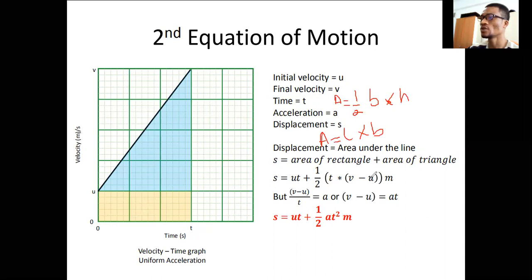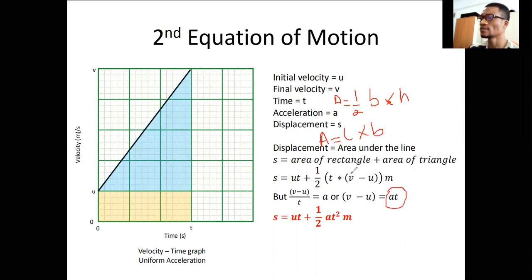How do we get this? Don't forget I said that the area of a triangle is half times breadth times height, and this is our breadth and this is our height. Our breadth here is T, which represents the breadth of this triangle, and the height is change in velocity. That's why we have V minus U here. We close it, but you need to remember that V minus U over time is equal to acceleration, or V minus U equals AT. So we substitute this value with AT.